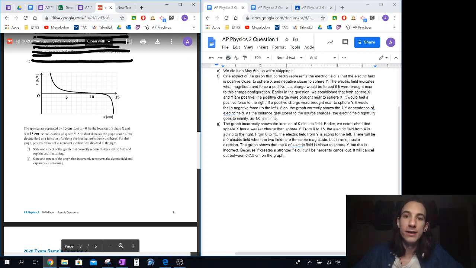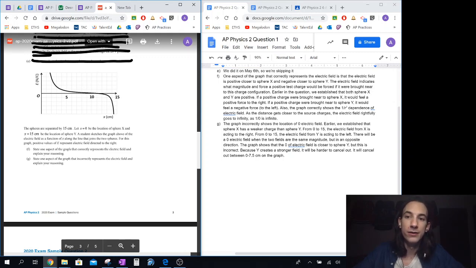The electric field indicates what magnitude and direction of force a positive test charge would experience if it were brought near this charge configuration. Early in the question, we established that both sphere X and Y are positive. If a positive charge were brought near sphere X, it would feel a positive force to the right. So it would be pushed to the right because of this repulsion. If a positive charge were brought near sphere Y, it would feel a negative force to the left.